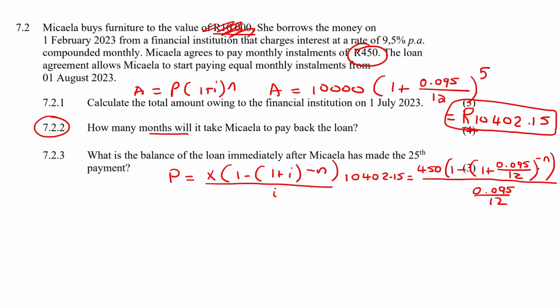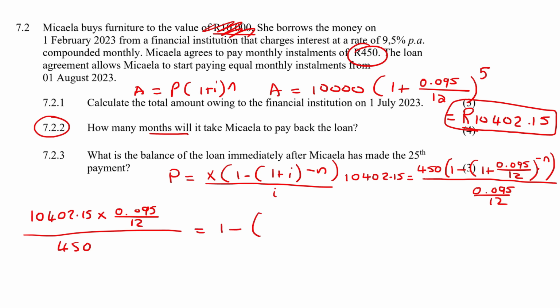So what I would do is I would multiply this part over to the left, and I would divide this part on the left as well. And so that would end up giving us 10402.15 multiply 0.095 over 12 divide 450. And that's then equal to 1 minus, now this I'll type on my calculator, the 1 plus 0.095 over 12, but leave it as a fraction, okay? It's very sensitive because we're probably going to use logs just now, and your answers can change a lot if you start rounding off now. So leave it like that.